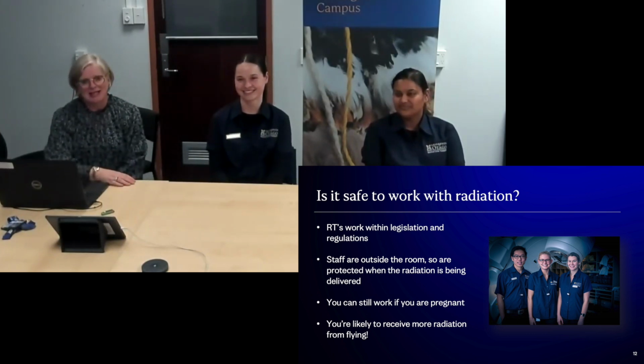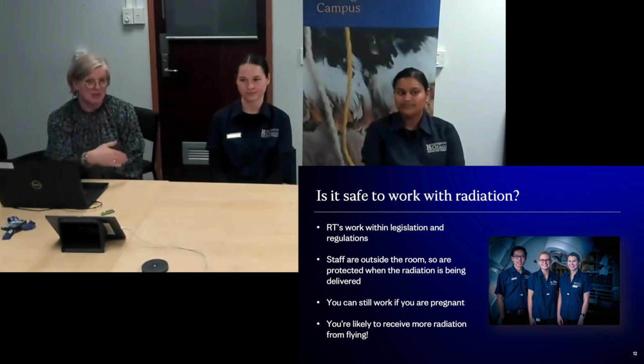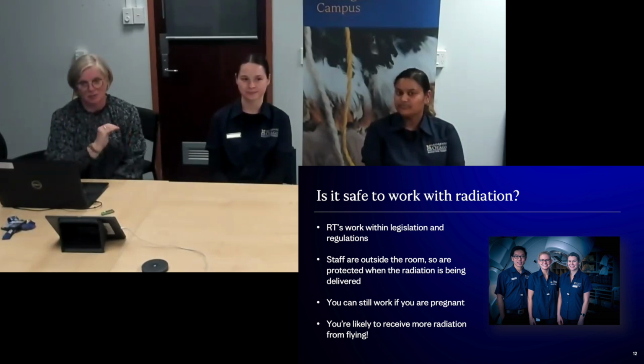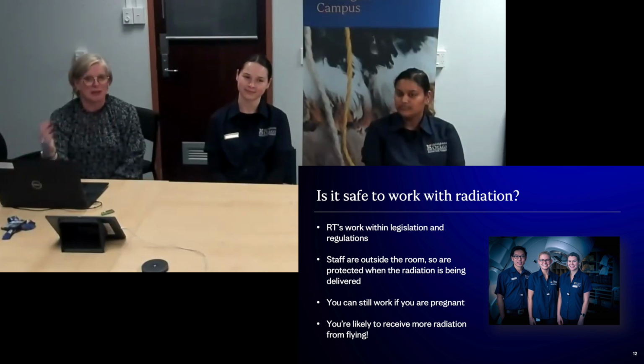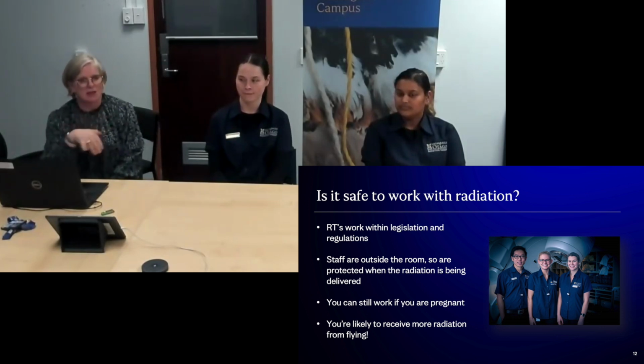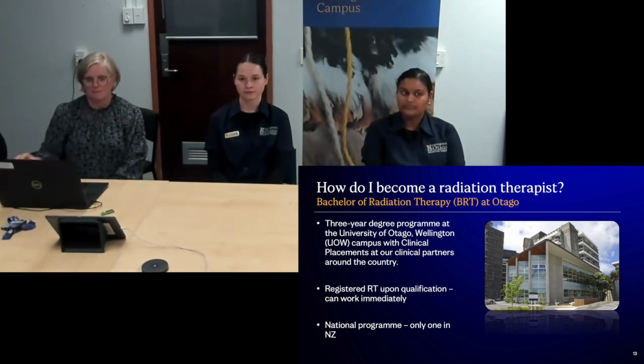Is it safe to work with the radiation? Yes, it is. So it is electrically generated X-rays. So when we turn the machine off, there is no radiation. We can go into the treatment room, we're standing next to the treatment machine, there is no radiation. It's perfectly safe. As we say, you'll get more radiation flying to the UK than you will working as a radiation therapist. Many of our staff are pregnant. You can work right up until you're 9 months pregnant. There is no risk. We leave the treatment room to deliver the radiation. We're watching our patients the whole time on the cameras that you saw on the video, but it means that we're not exposed to any radiation at all.